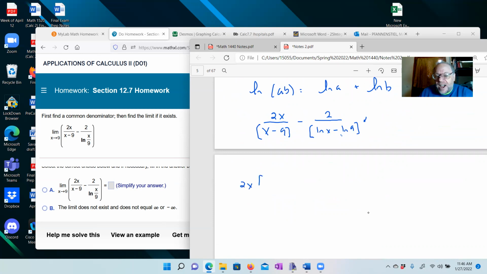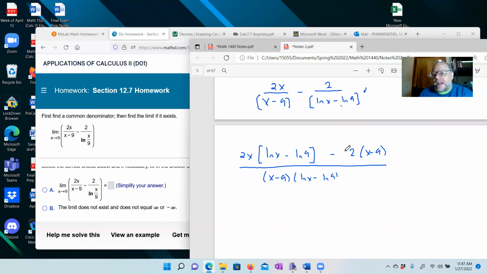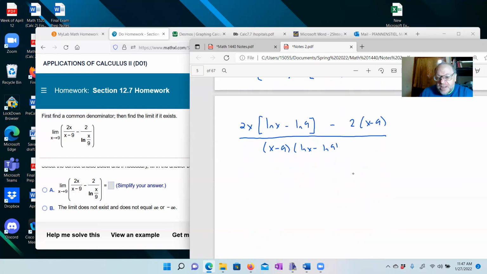We have 2x times ln x minus ln 9, minus twice x minus 9, divided by x minus 9 times ln x minus ln 9. Don't multiply this out, it's not worth your time. Okay, we could multiply out the tops, that might be easier. So we have 2x ln x minus 2x ln 9 minus 2x plus 18. Actually, I think I will multiply them out because it'll be a little bit nicer a little bit later.